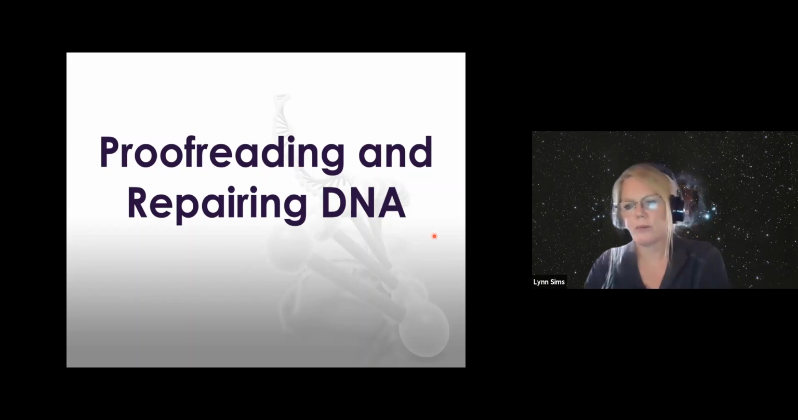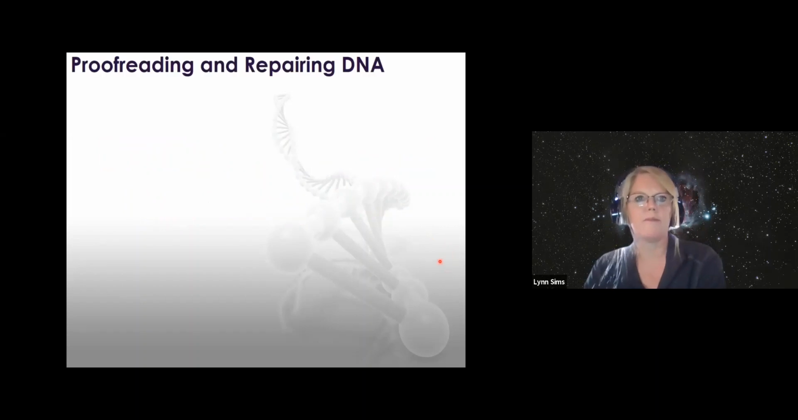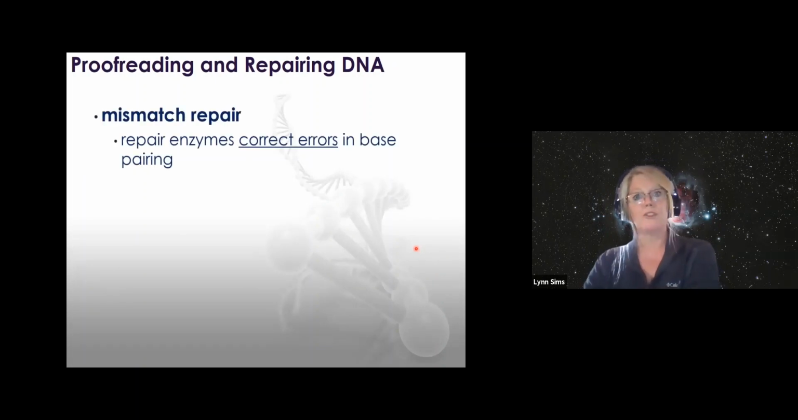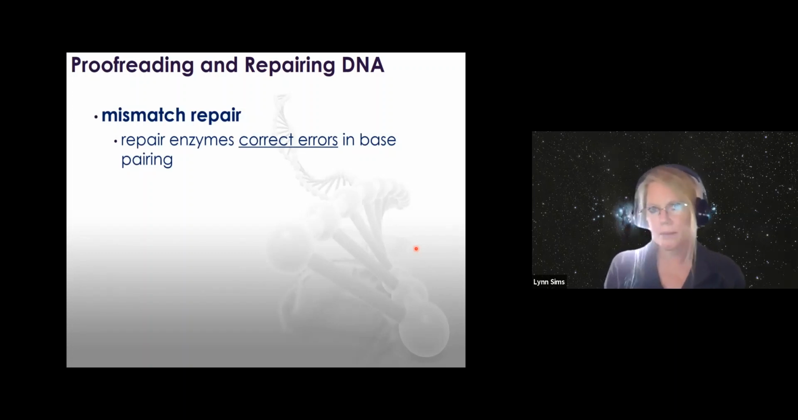All right, so let's talk about proofreading first and repair. So as I mentioned, I already discussed the purpose of proofreading and repair. So there's a couple different repair machineries. So there's what's called mismatch repair. You might see something, if you're reading somewhere, it might be capital MR, or MMR. That's mismatch repair. So this is where you have repair enzymes, which are going to recognize mistakes in the base pairing.